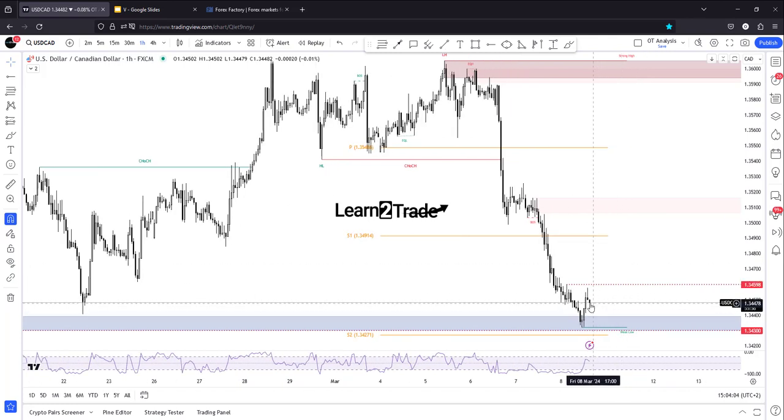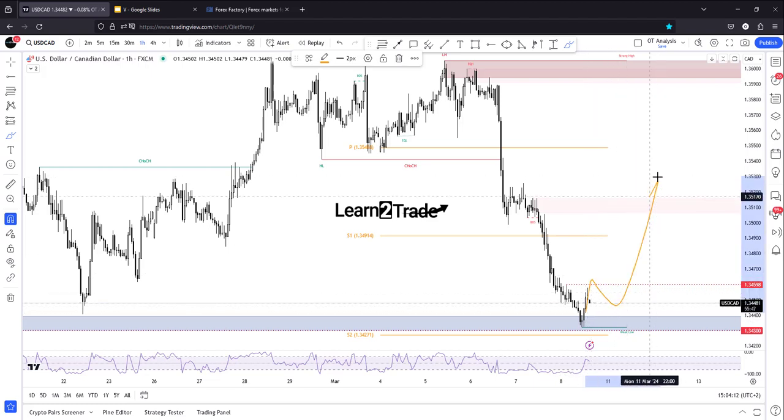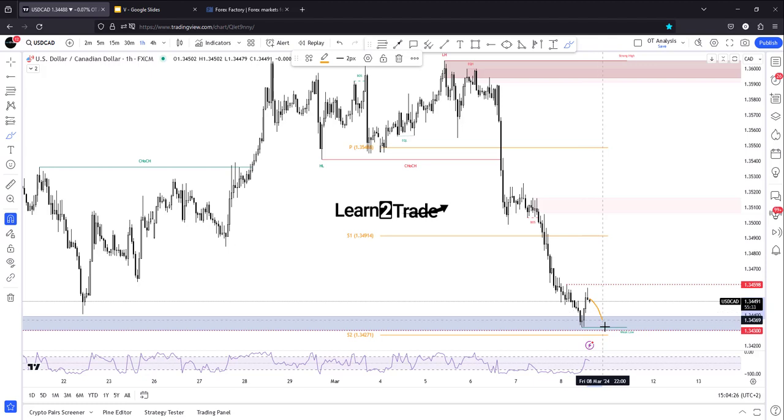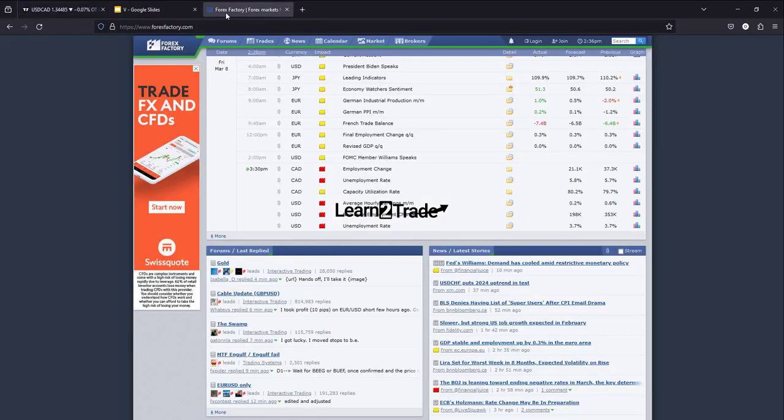Maybe I would have liked the price to take out 1.3459 before dropping again, something like this, a breakout, maybe a retest, and then to look for potential longs. But maybe we'll have a bullish confirmation here after the non-farm payrolls, after the US economic data, after the Canadian economic data. If it prints only false breakdowns, maybe we'll have a long opportunity on this market.